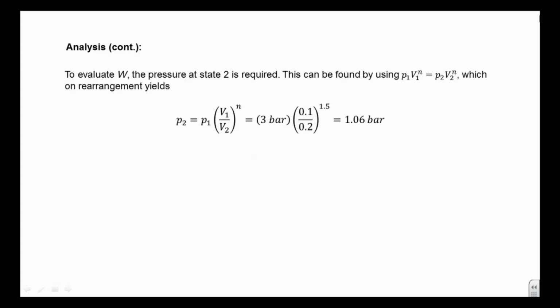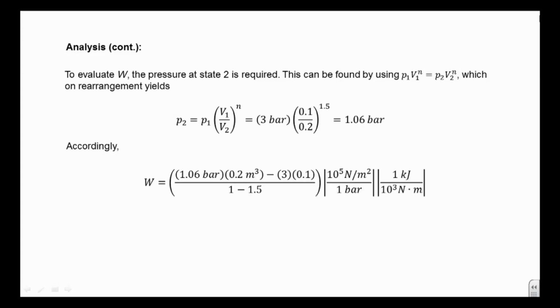To evaluate the work W, the pressure at state 2 is required. This can be obtained by using the pressure-volume relationship for the polytropic process between state 1 and 2. P1 V1 to the n is equal to P2 V2 to the n. Rearranging the term and substituting the given numerical values for P1, V1, and V2 is shown below, which gives a value of P2 is equal to 1.06 bar.